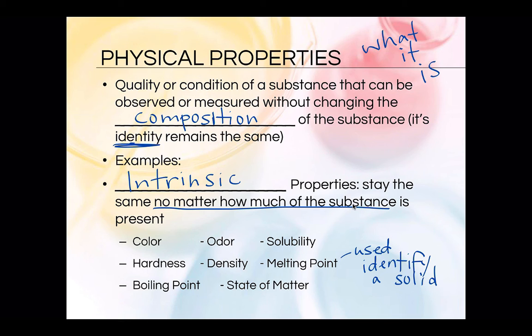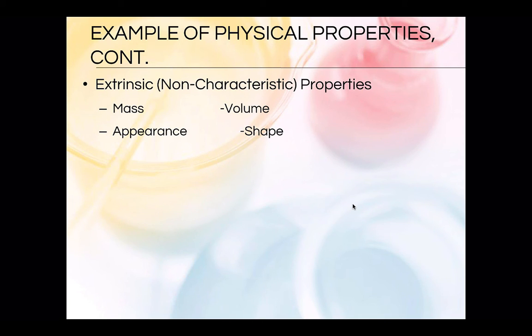And then the state of matter. There are only two liquid elements on the entire periodic table. The state of matter can help us identify what kind of element it is we're dealing with. Extrinsic properties, on the other hand, must necessarily change when there's more of that stuff.